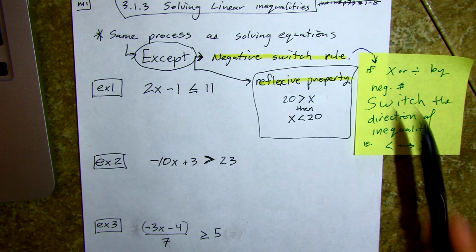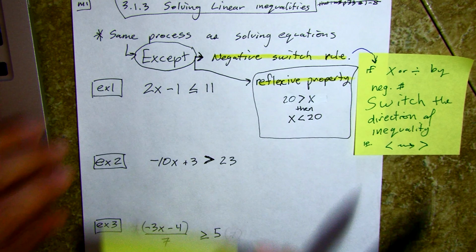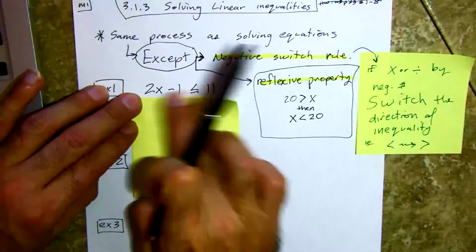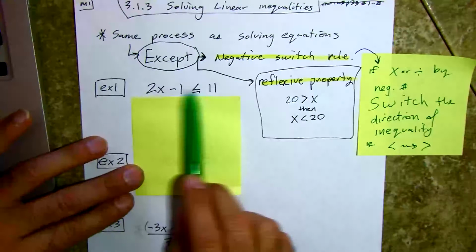Remember, we're going to deal with it exactly as if we were solving an equation. And within the problem, the only thing we want to keep in mind is this negative switch rule. If I multiply or divide by a negative number, then I have to switch the direction of that inequality. But let's see what happens.